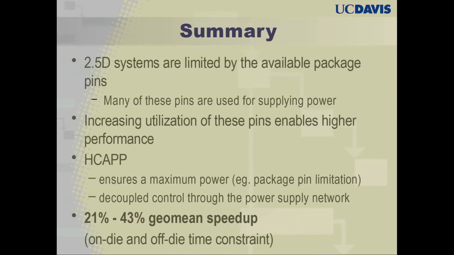So a quick summary, 2.5D systems are limited by the package pins, and most of these pins are used for power. By using these pins more efficiently, we will be able to enable higher performance, because it turns out they're actually rather underutilized. That's what HCAPP seeks to do by ensuring a maximum power and holding that power limit, but using decoupled control in order to retain the scalability and modularity of these 2.5D systems. And through this, we're able to get 21% to 43% geomean speedup over two different time constraints. Now let's dive right in.